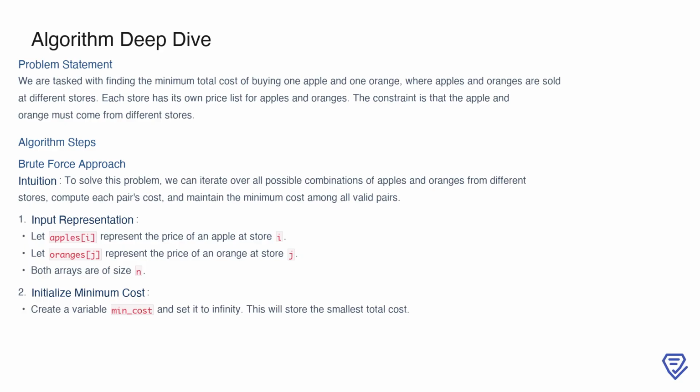To set this up, we first represent the prices using two arrays, where apples[i] gives the price of an apple at store i, and oranges[j] gives the price of an orange at store j. Both arrays are of the same size, representing the number of stores. We then initialize a variable, min_cost, and set it to infinity. This variable will store the smallest total cost that we find as we iterate through the combinations.